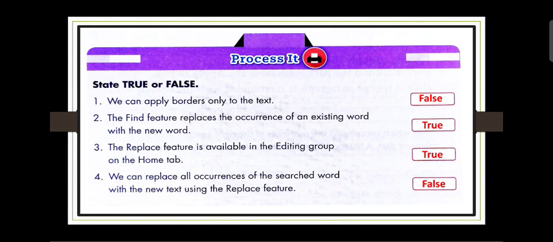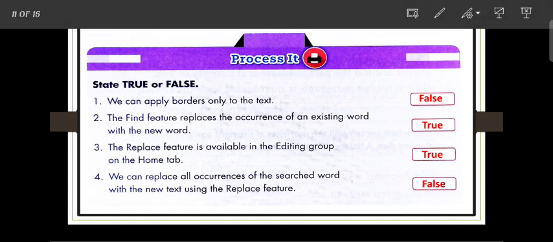Next is the exercise, inside true false, from this chapter. So first: we can apply borders only to the text. This is false. We can apply borders to the text, page, paragraph, etc. Next: the Find feature replaces the occurrence of an existing word with a new word. This statement is also false.